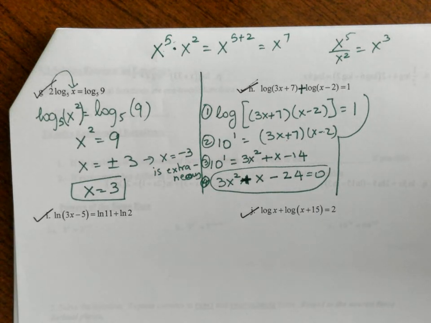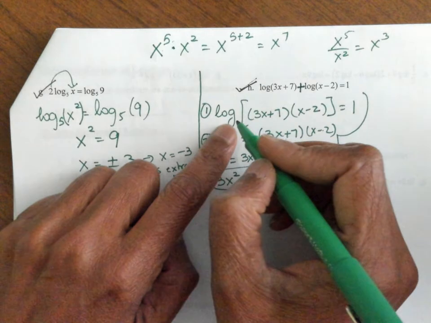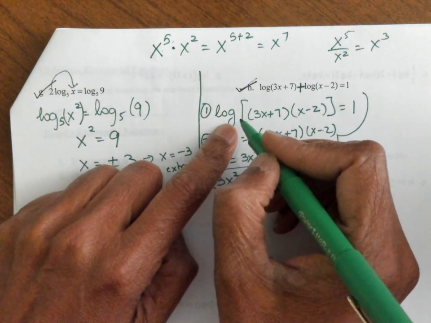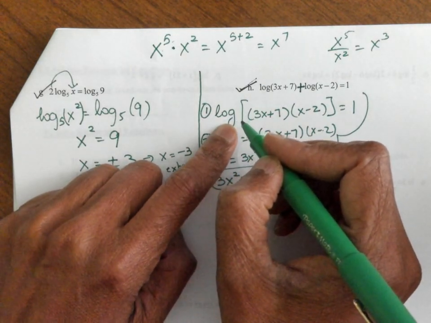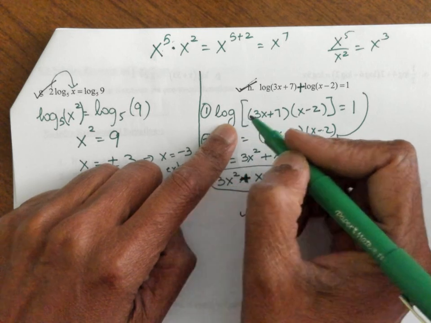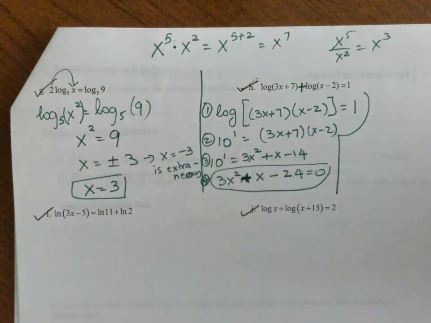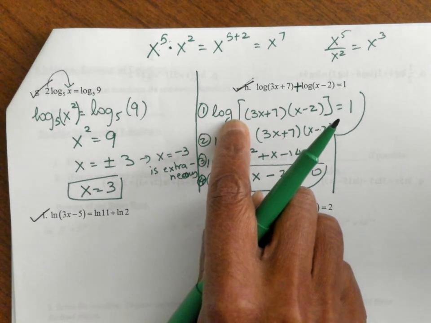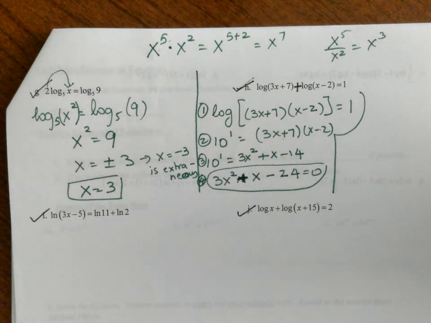Why is this 10? That's a good question. Whenever you see a log with no base at the bottom, you assume it's 10. That's the default. Just like when you have a radical symbol and there's no number, you assume it's a square root, unless it's a cube root or 4th root. Same thing here: if log does not have a base, that means it's 10. That's the default.